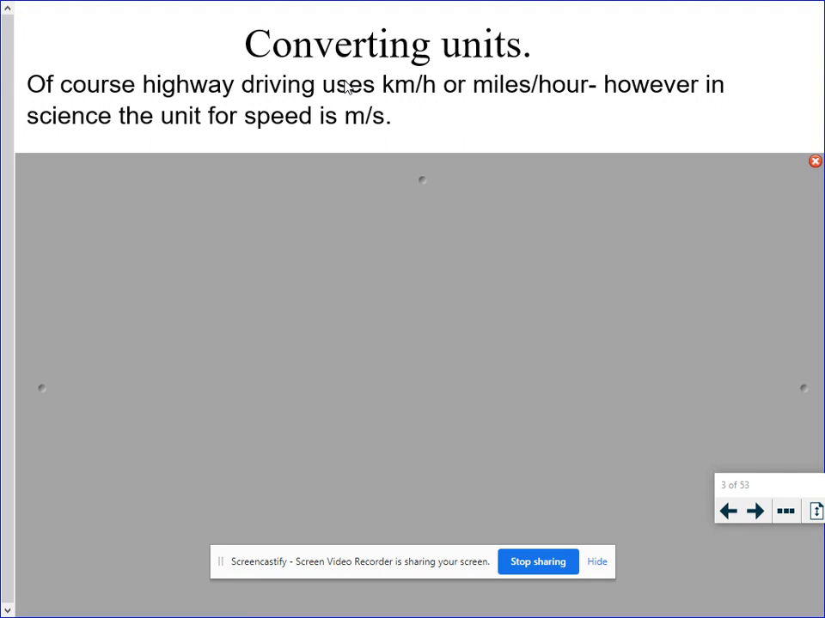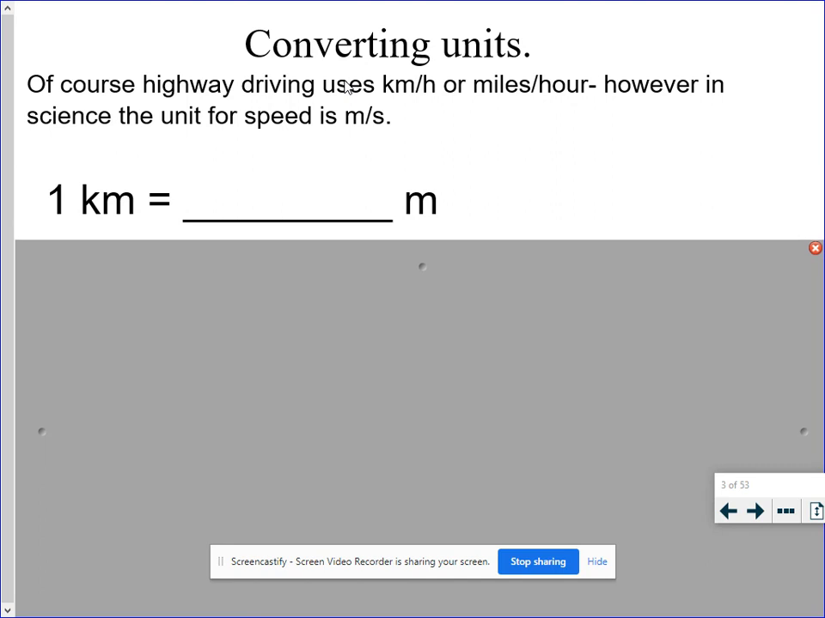So highway driving uses kilometers per hour, right, or miles per hour. We're not going to deal with imperial units. We're going to deal with the metric system. So just a quick review. You may want to take some notes on this on a piece of paper somewhere because it's going to come in handy, especially these two pages as you convert units in real problems tomorrow. This is just a practice of converting units today.